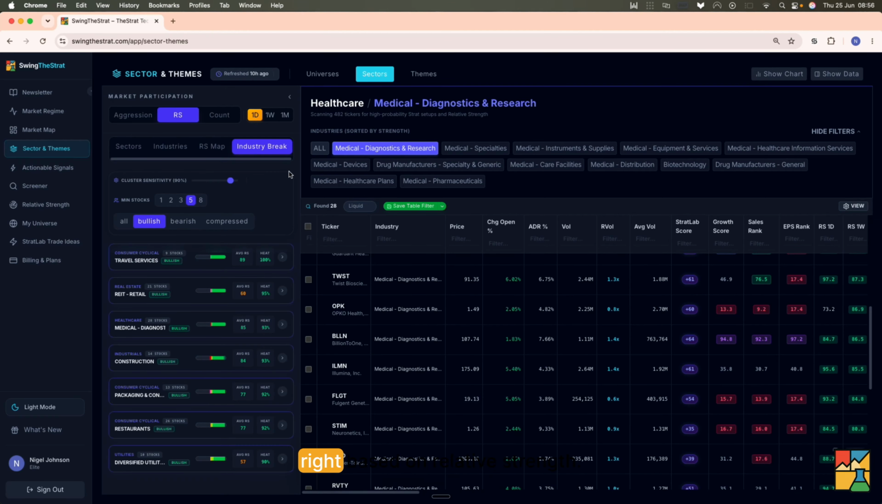This is stack ranked based on relative strength, but you could also do this based on buyer and seller aggression, which is one of the core concepts and capabilities within the strat.